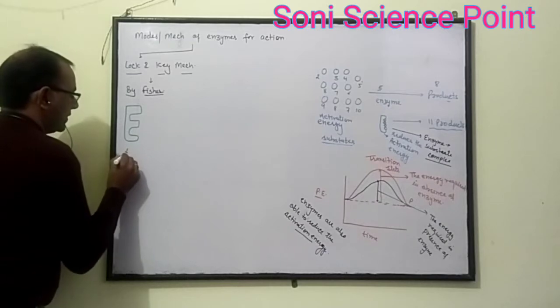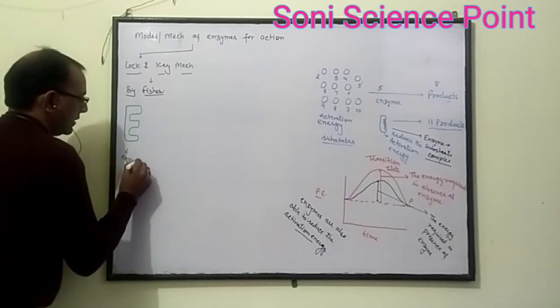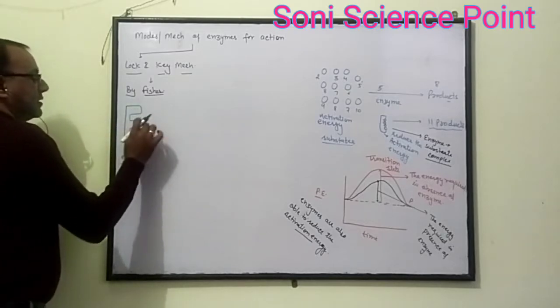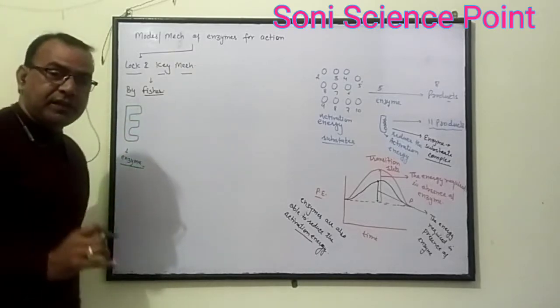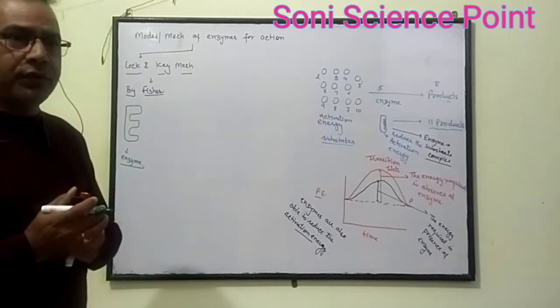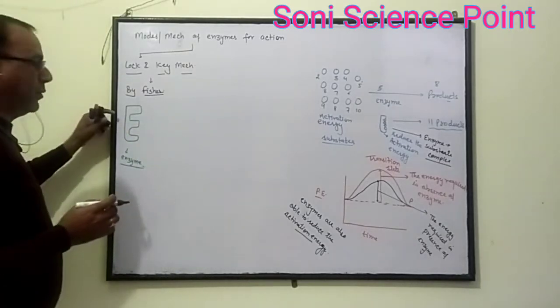This is an enzyme. There are some depressions present in the enzyme. These depressions help to combine the substrate and form a bond. How can this be performed?